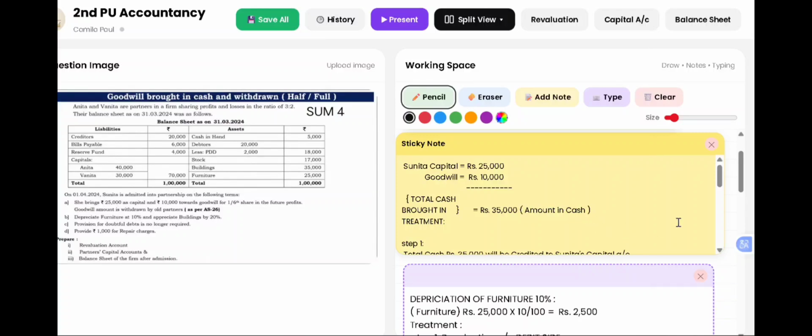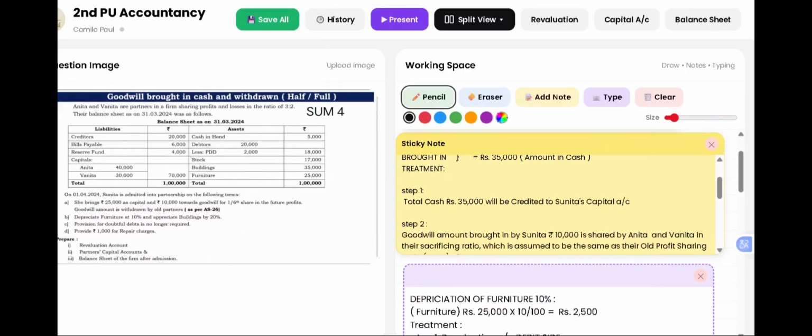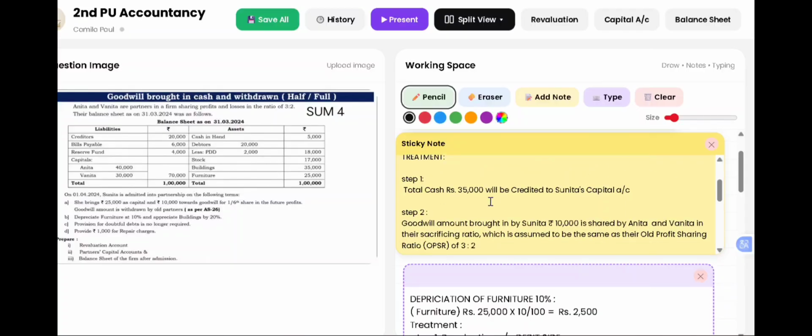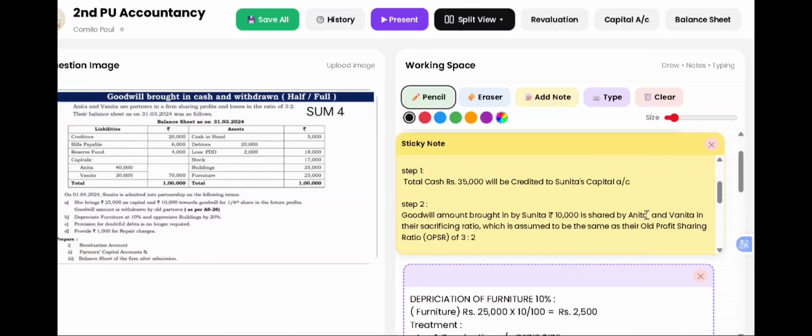So here the steps to be followed are: first, the total cash rupees 35,000 will be credited to Sunita's capital account. That is the total capital which is brought in by Sunita. So under his account we have to write as by cash rupees 35,000. And the second step is to treat the goodwill. The goodwill amount is rupees 10,000. So that is brought in by the new partner Sunita to be distributed to the old partners Anita and Vanita.